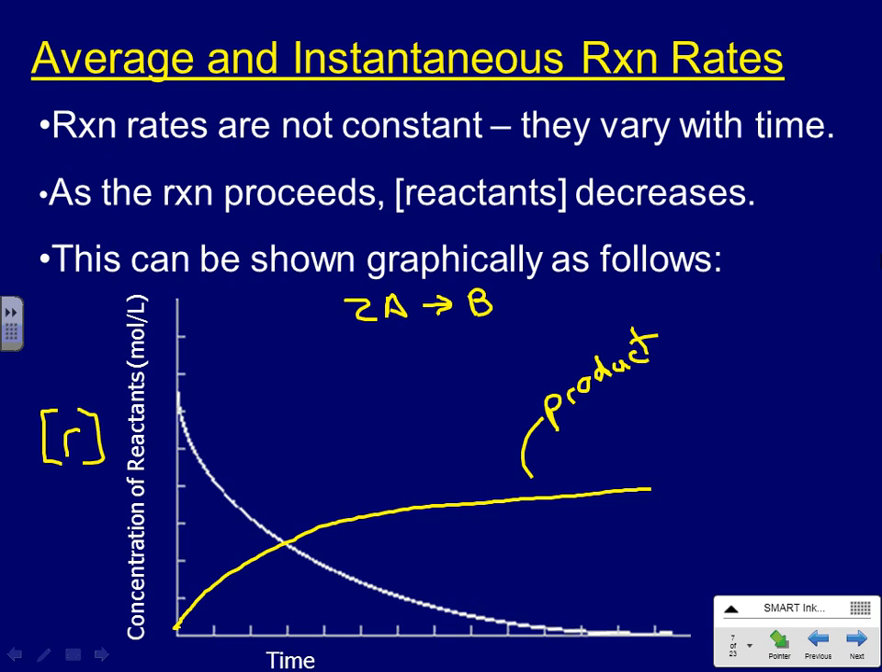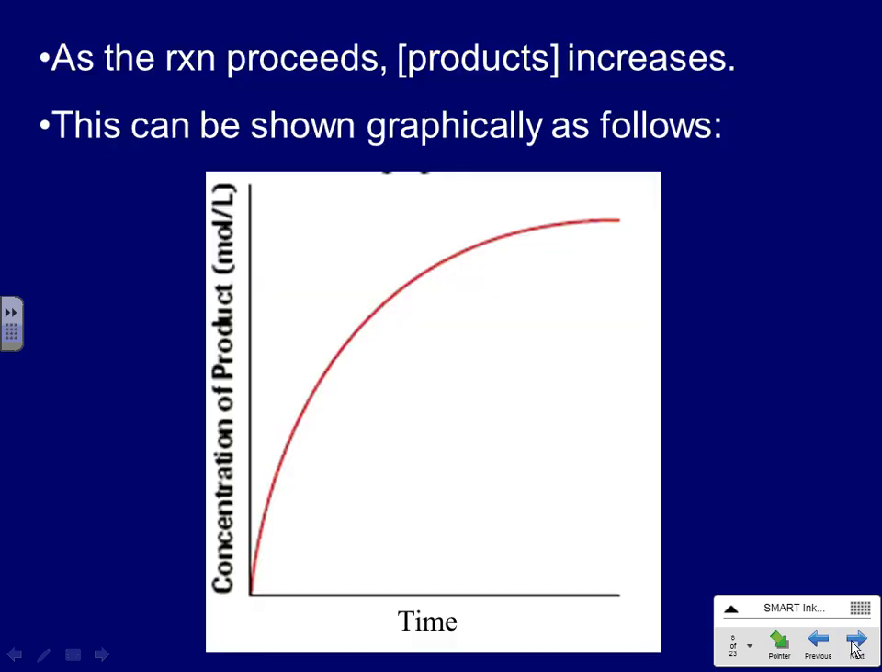Now let's talk about what instantaneous versus average rate is. Hold on one second. Don't worry about that. This can be shown on a graph. Just put the bullet underneath. As the reaction proceeds, products increase. Don't redraw that. I just put it on the last graph. Just write the bullet.